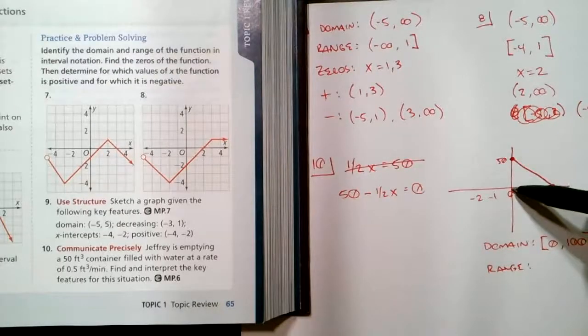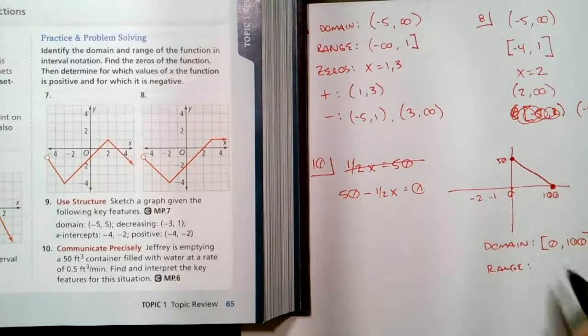My range, that's the height of the function. Looks like it runs from 0 to 50 because that's all the water it has in it. It either has 0 gallons or all the way up to and including 50. So the range would be 0 to 50.